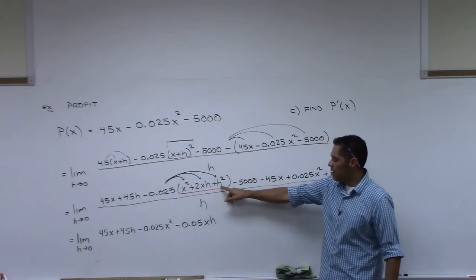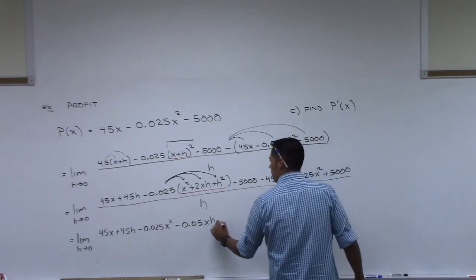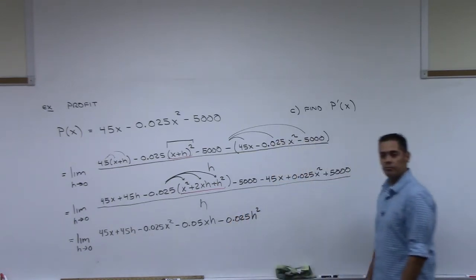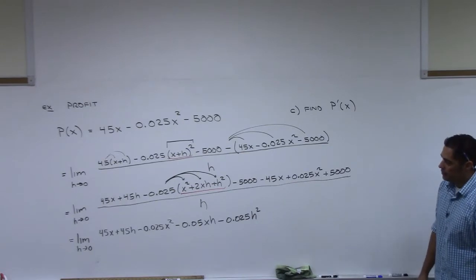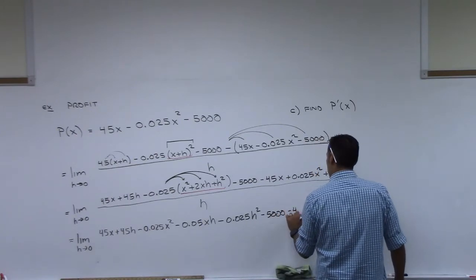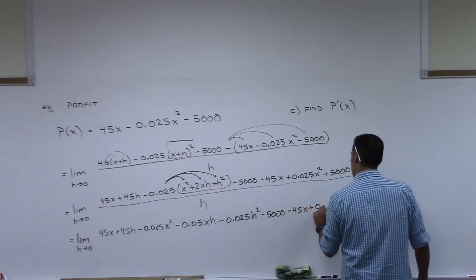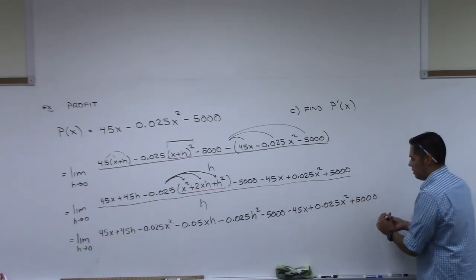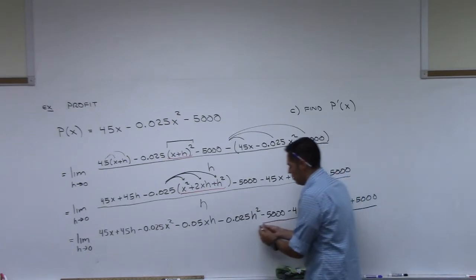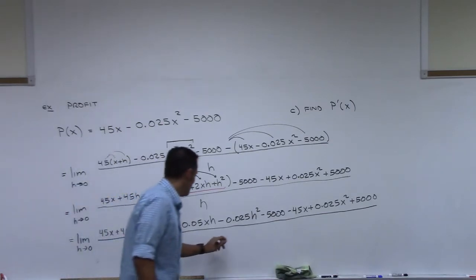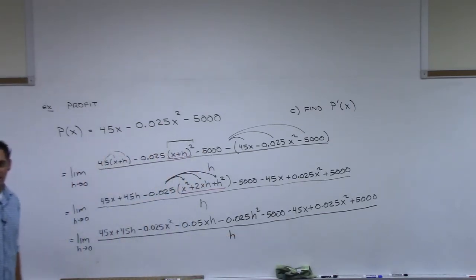And then what about the last multiplication to the h squared? Minus 0.025h squared, right? Then you have minus 5,000, minus 45x, plus 0.025x squared, plus 5,000. It's a pretty long division bar all over h, and now we're going to get a bunch of stuff to go away.